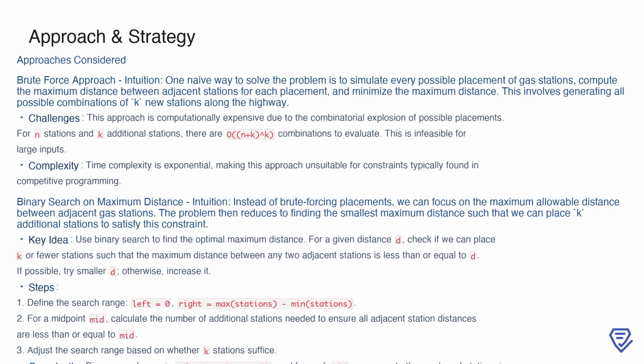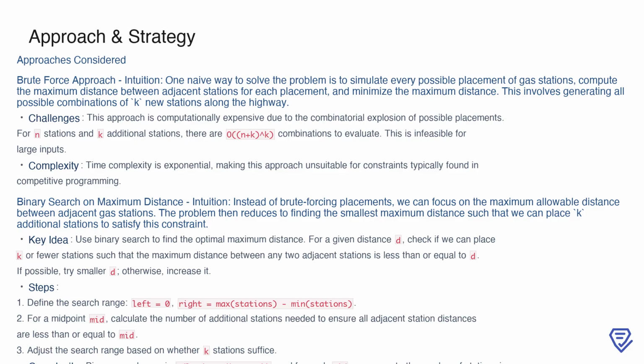Instead, a more refined method involves binary search on the maximum distance. Here, the focus shifts from explicit placements to finding the smallest maximum distance that can be achieved with k additional stations. By defining this as a binary search problem, we iteratively narrow down the range of possible values for the maximum distance. For each candidate distance, we calculate whether it's possible to place the stations such that no two adjacent stations are farther apart than this distance. If it's feasible, we try a smaller distance; if not, we increase it.